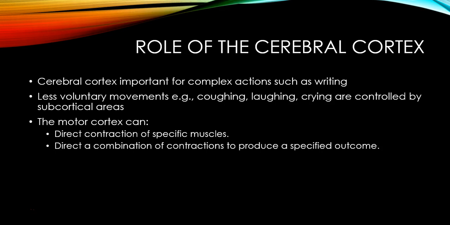The cerebral cortex is important for complex actions like writing, but less voluntary movements like coughing, laughing, crying are controlled subcortically, in the subcortex, right under the cortex in the white matter of the brain. The motor cortex can direct contraction of specific muscles and a combination of contractions to produce a specific outcome.